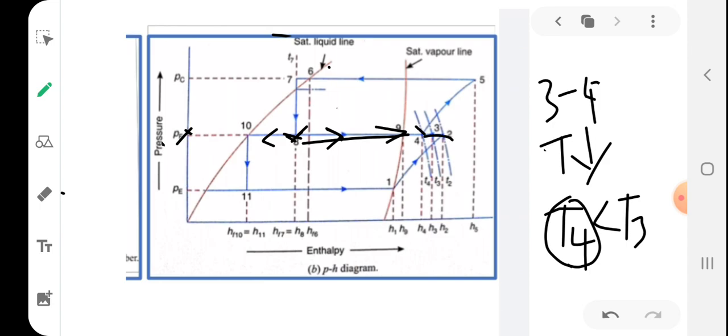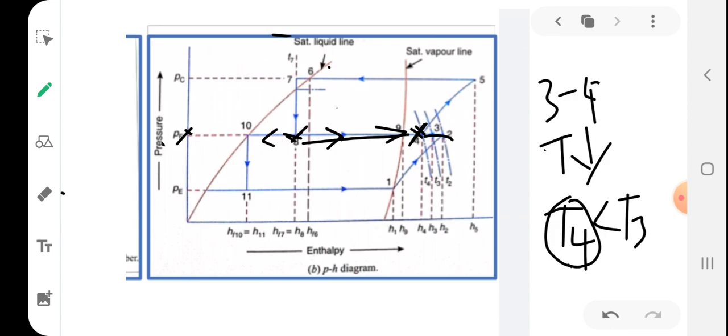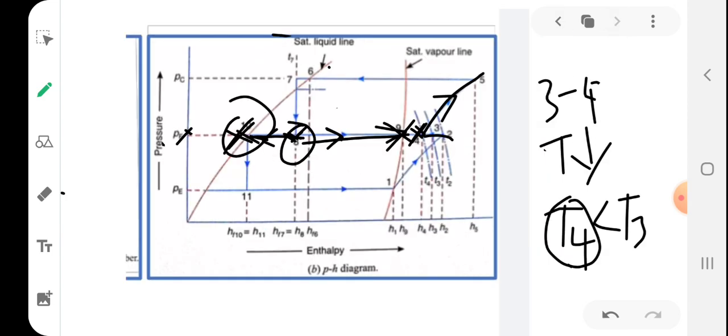At the high pressure compressor, the stream coming from the water intercooler and this vapor get mixed. So that is happening here, and it is isentropically compressed. The liquid part moves on. This is the liquid part corresponding to 8: this is the saturated liquid part, and this is the saturated vapor part. The saturated vapor is mixed with the stream coming from the water intercooler, and the saturated liquid gets expanded in expansion valve 2.